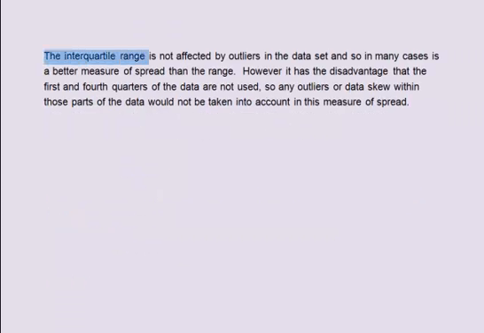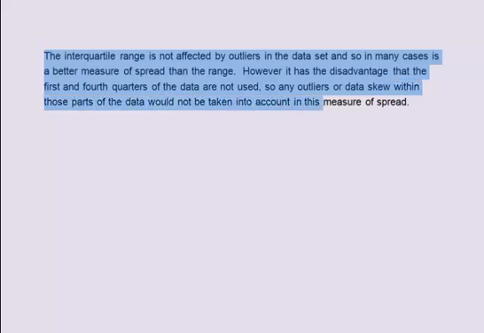The interquartile range is not affected by outliers in the data set, and so, in many cases, is a better measure of spread than the range. However, it has the disadvantage that the first and fourth quarters of the data are not used, so any outliers or data skew within those parts of the data would not be taken into account in this measure of spread.